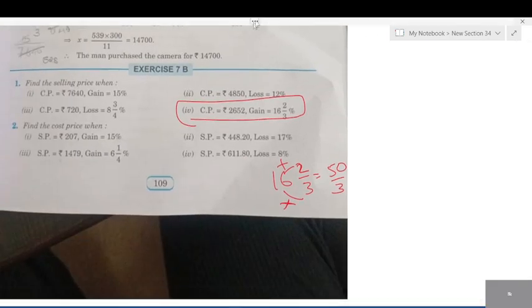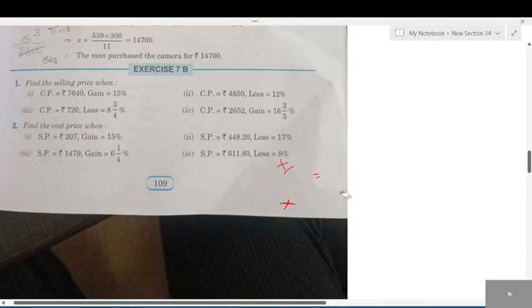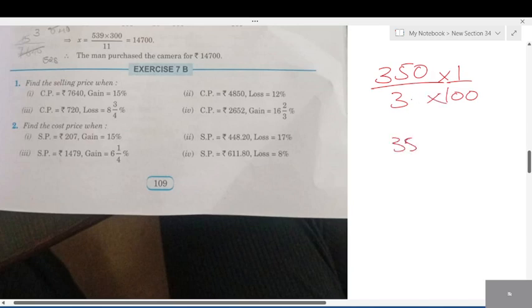Shall we try the second one? Yes, tell me. How is it? Even that is the same, right? If you write 1 by 100, it's the same, right? 350 into 1 is 350. 3 into 100 is 300. You can do it, students. Don't refer to the notes. Don't look at the notes. Try to understand the way you calculate.